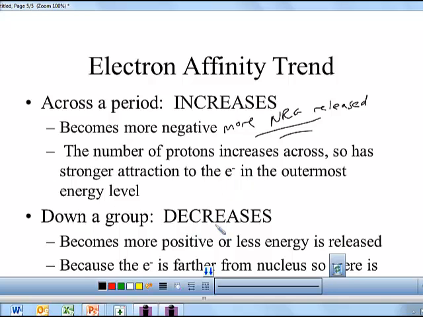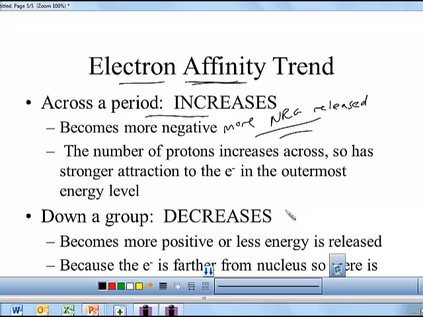As you move down a group, the affinity, so affinity means want or like. So if I have an affinity for meatballs, that means I like meatballs. So I have a strong affinity for that food. In this case, we're talking about the electron affinity. So as you move to the right, there's more of a want or a desire for an electron, so there's going to be more energy released.